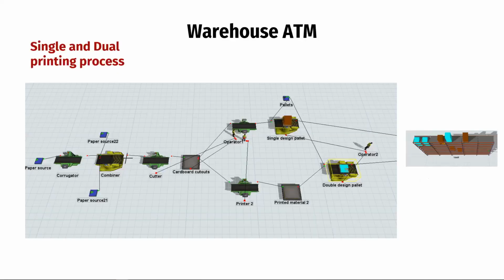So this is the warehouse at the moment of Soluciones de Empaques. This process consists of a corrugator, the combiners, the cutters, and also the operators in the printing process. We're going to show you the simulation so you can see what we're talking about.